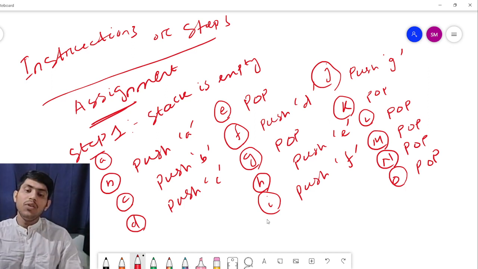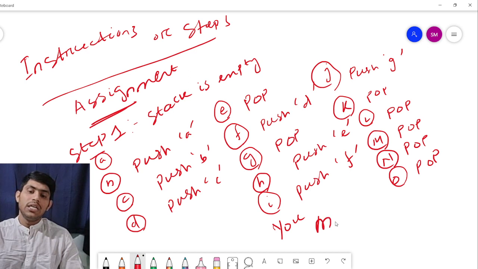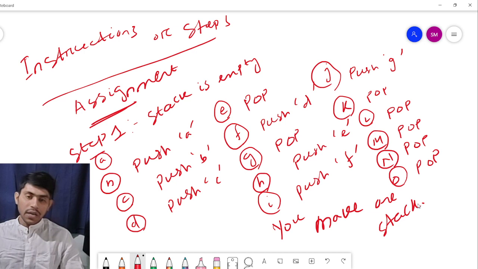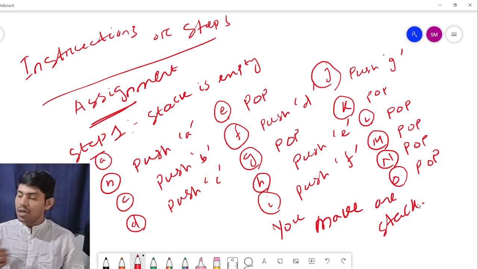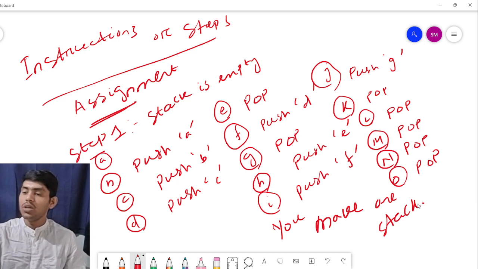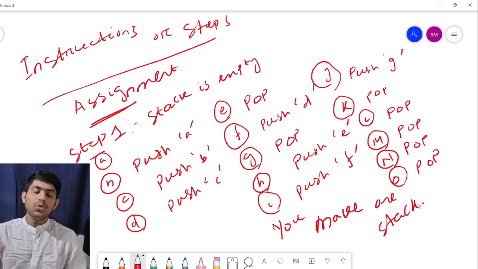Based on that, you make one stack. Clear? Everyone note it and do that. Then in the next class we'll do the Python program to implement the stack, how we can implement the stack using Python programming, and its applications, whatever things we can make by using stack.